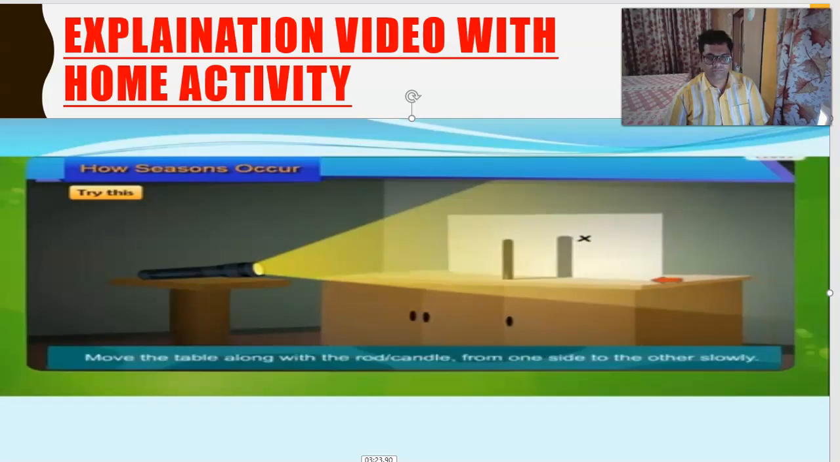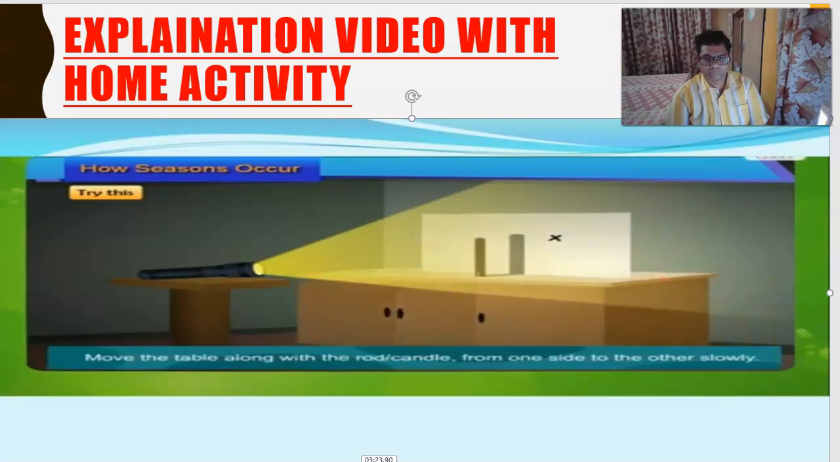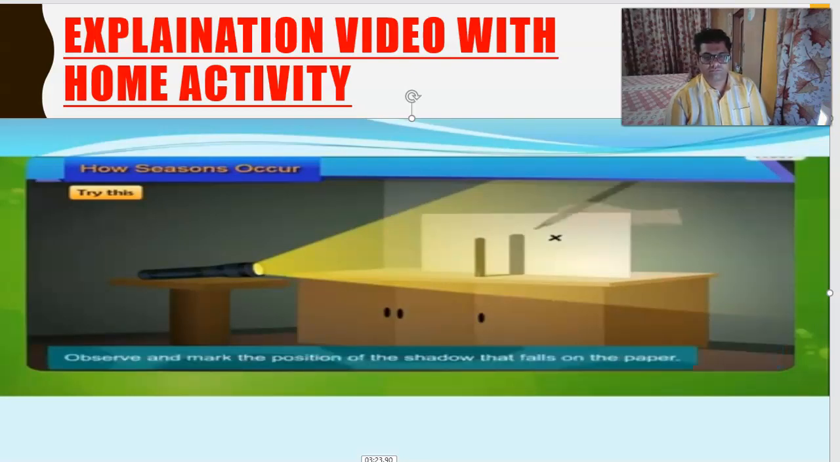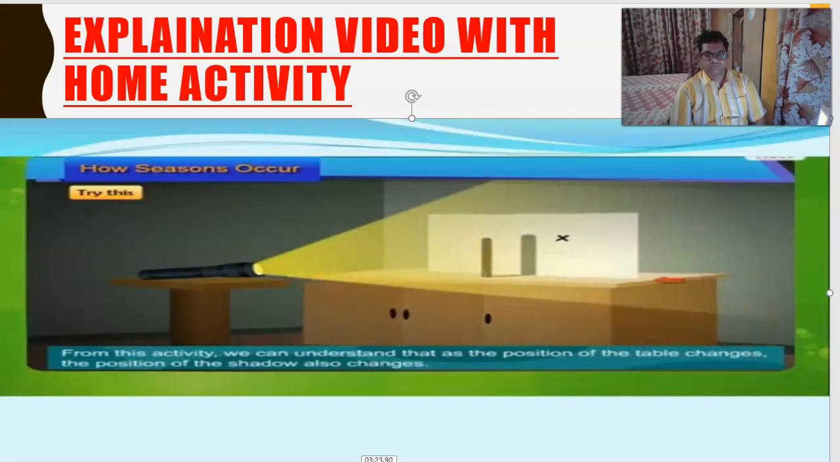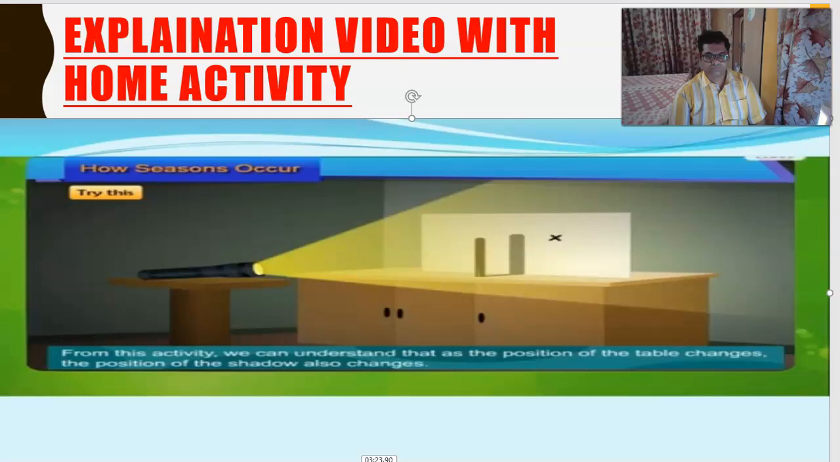Move the table along with the rod or candle from one side to the other slowly. Observe and mark the position of the shadow that falls on the paper. Note the change in the location of the shadow. From this activity, we can understand that as the position of the table changes, the position of the shadow also changes.